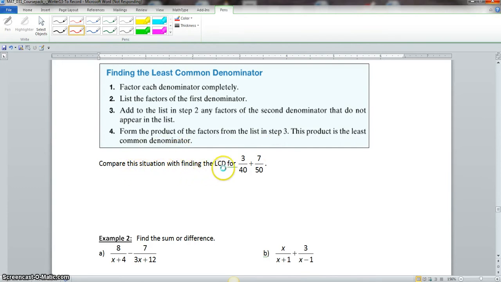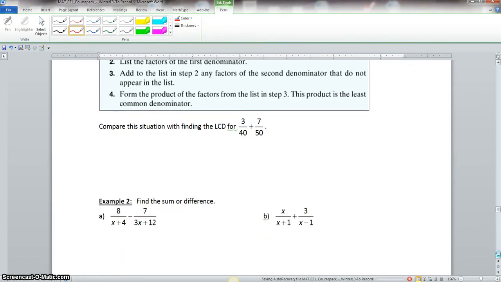Compare this situation with finding the least common denominator for 3 over 40 plus 7 over 50. So now what we would do with this here, we want to find the least common denominator of 40 and 50. Now, what I typically teach from Math 020, and a lot of you have experienced this, is the prime factorization method. So what we would do is find the prime factors of 40 and 50. So I would go off to the side here. I would take 40 and I would take 50.